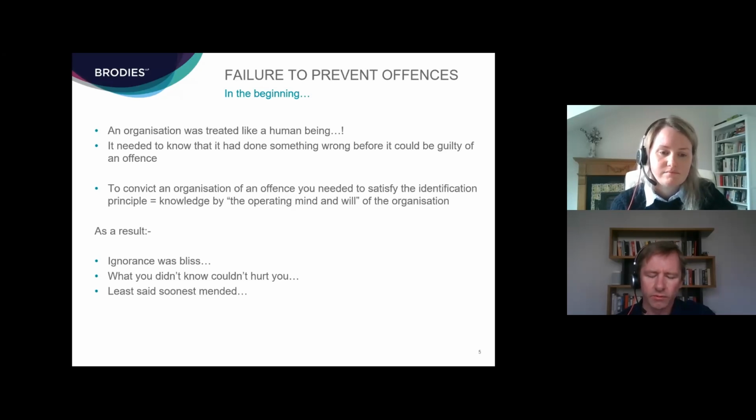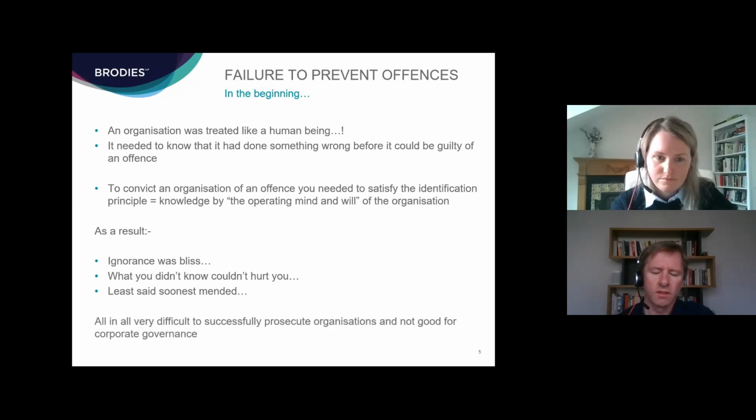So really very difficult for prosecutors to bring cases against corporate entities, particularly complex corporate entities, and really not good for corporate governance because it suited a business to think, let's just turn our face away from this. A blind eye here will work nicely for us unless someone can show we had deliberate knowledge and intent. We're going to be okay here. So that was the old world and probably not the most effective for corporate governance.